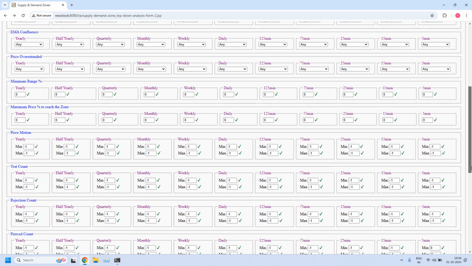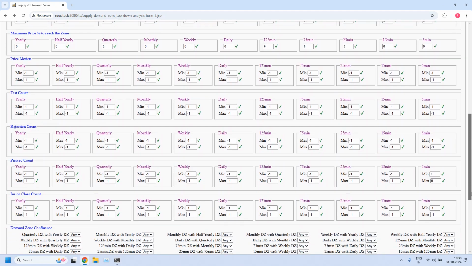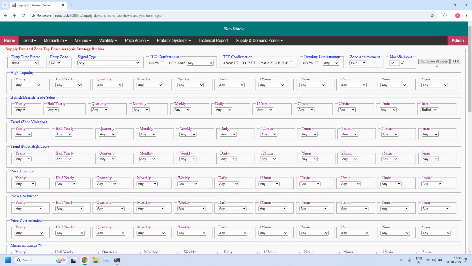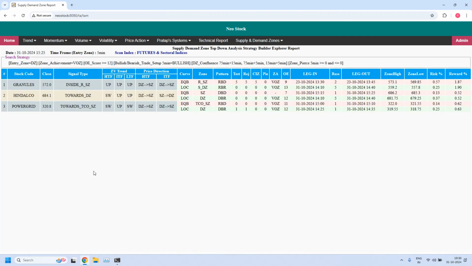confluence. That is 5 minutes, 15 minutes and 75 minutes demand zone confluence. 3 filters. First filter is already enabled. Second filter 5 minutes demand zone with 75 minutes demand zone confluence. Third filter 15 minutes demand zone with 75 minutes demand zone confluence. With all the 3 filters, LTF, HTF, ITF demand zone confluence, we got 3 stocks.